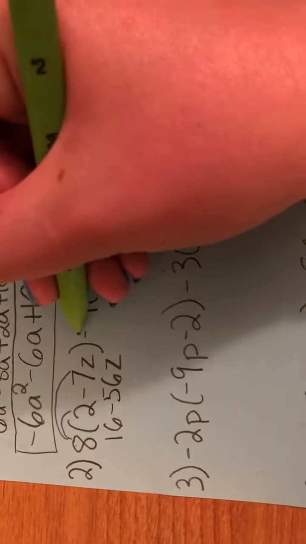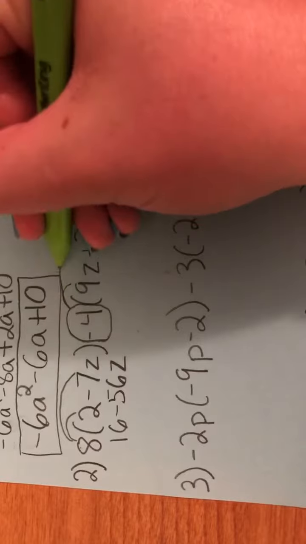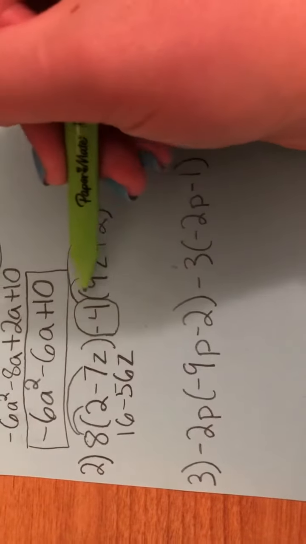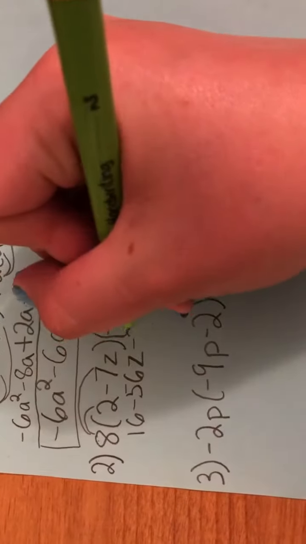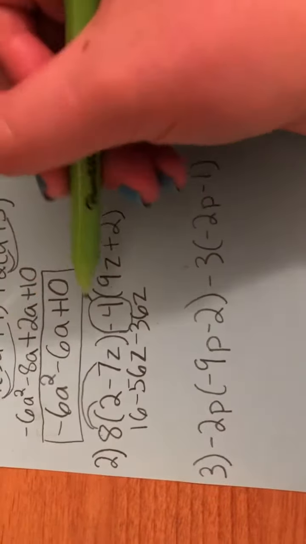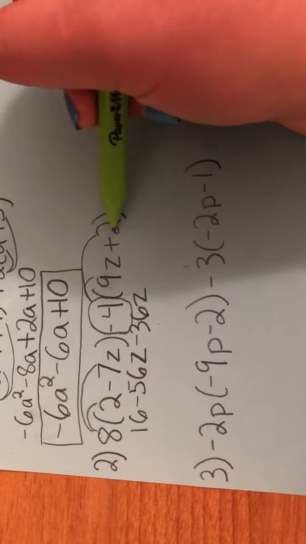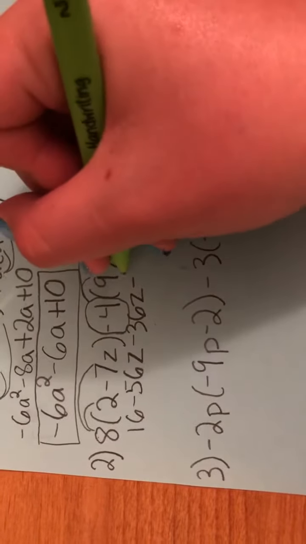We're going to distribute this negative 4. The whole value is going to be distributed. So negative times a positive is a negative, and 4 times 9 is 36z, and then you have a negative times a positive, so another negative. 4 times 2 gives us 8.